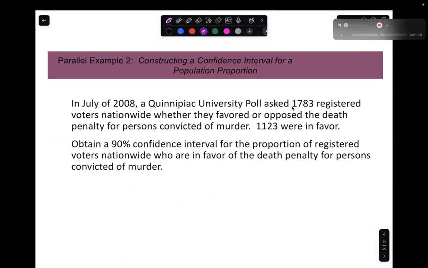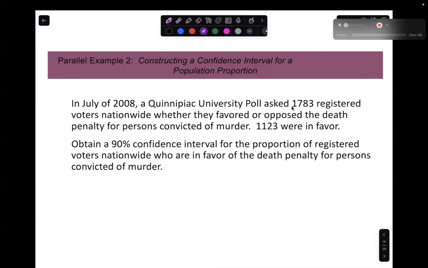All right. In July 2008, a Quinnipiac poll asked 1,783 registered voters nationwide whether they favored or opposed the death penalty for people convicted of murder. 1,123 were in favor. We're going to get a 90% confidence interval for the proportion of registered voters nationwide who are in favor of the death penalty for people convicted of murder.